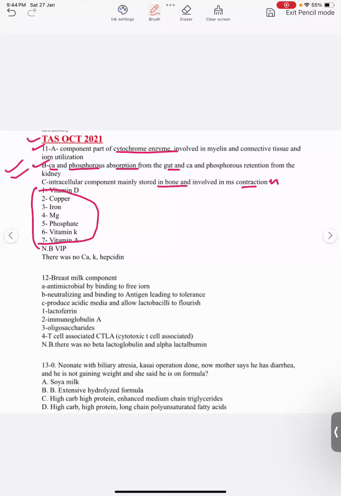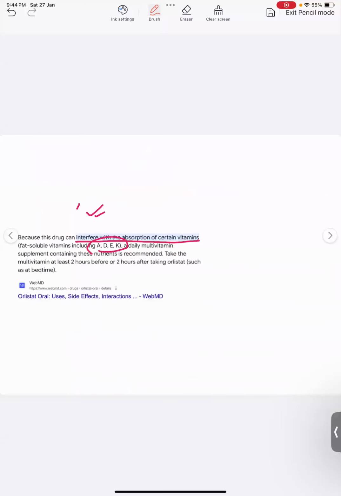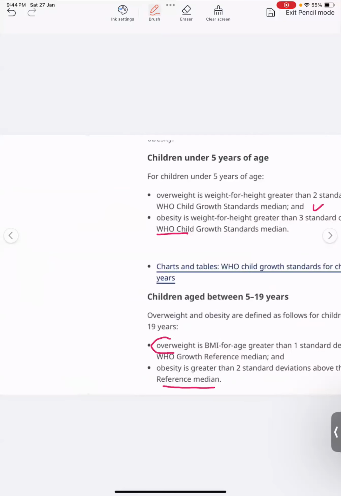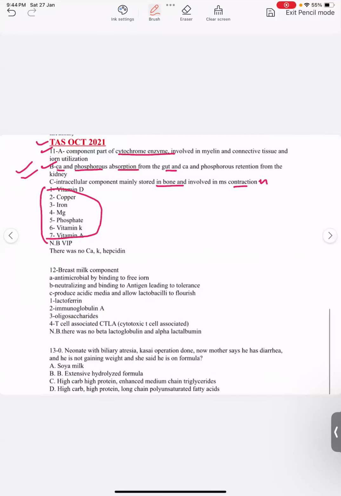Answer for the last question. Which one? This one? They have given the correct option here now. See here, obesity definition. Let us talk about this one. Obesity definition according to WHO under 5 years is BMI more than 3 standard deviations, BMI more than 2 standard deviations. No. Obesity is the weight for height greater than. Right, so next option, this one.